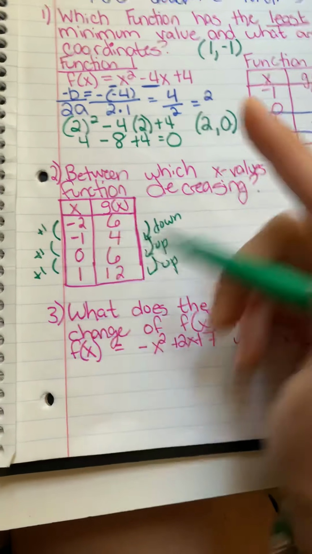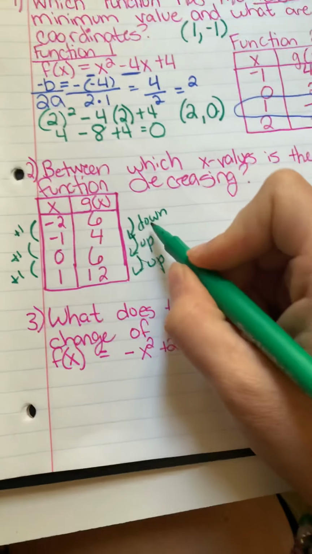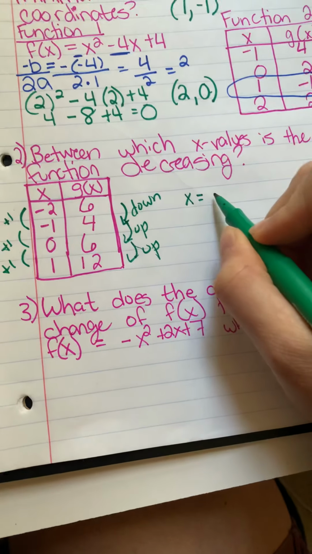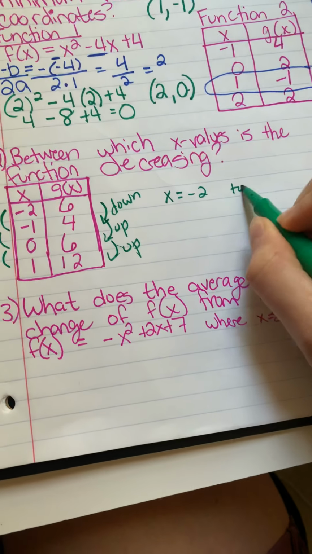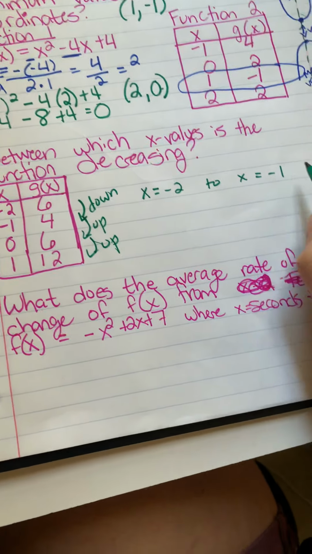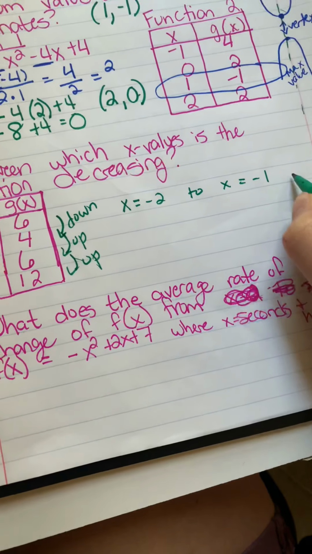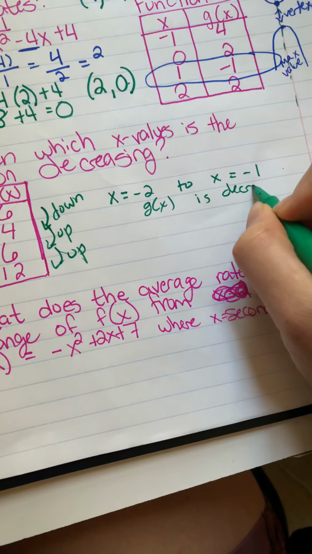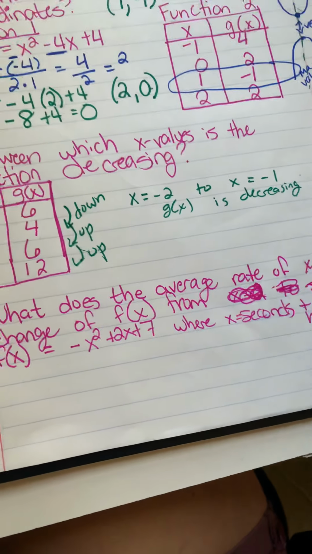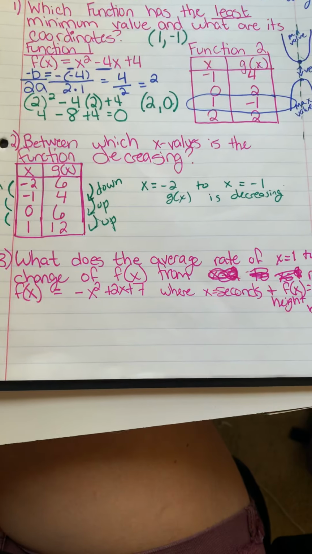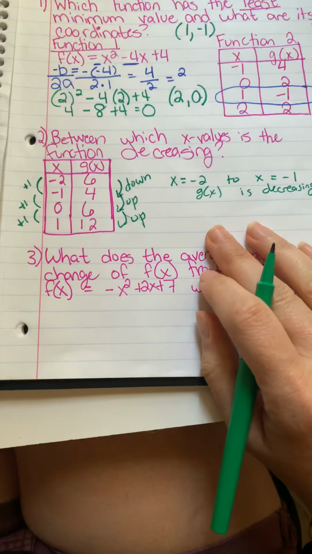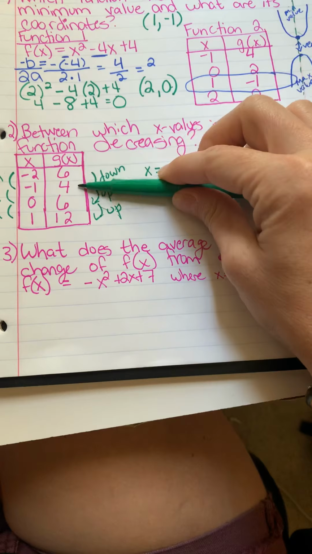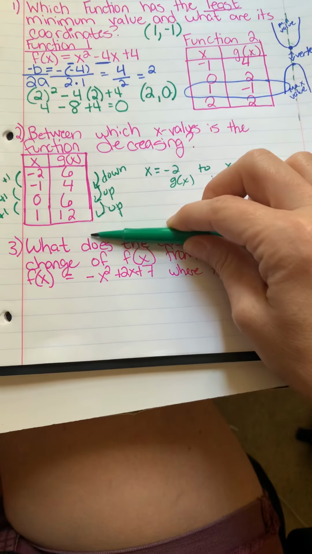So from x of -2 to x of -1, it's decreasing. So from x of -2 to x of -1, g of x is decreasing. So imagine it's going down, you hit the vertex, and it goes back up again.